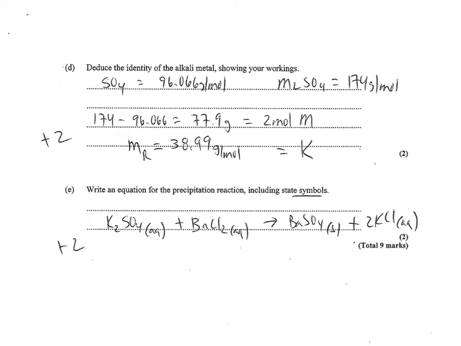And I think it's kind of fun they had you write the equation here, but substituting in K for M, it would be the same equation as I wrote at the beginning. K2SO4 plus BaCl2 forms barium sulfate and 2 potassium chloride.